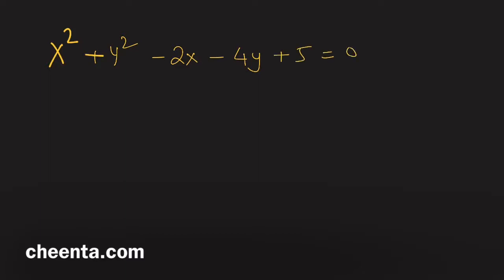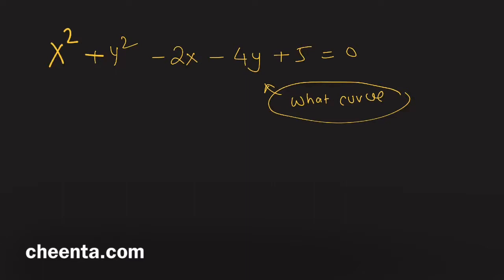Yeah. So we are given an equation, x square plus y square minus 2x minus 4y plus 5 is equal to 0. Now we want to know what curve is represented by this equation. What curve is represented by this equation?